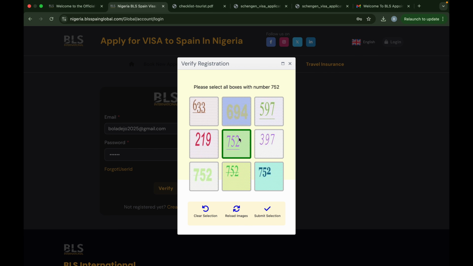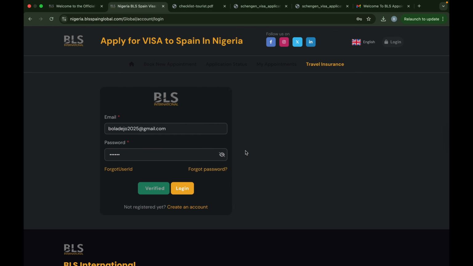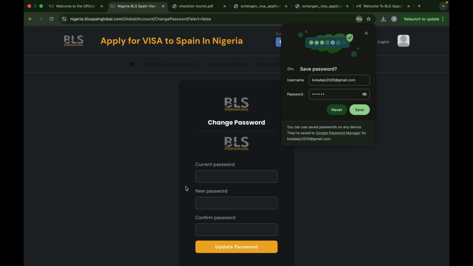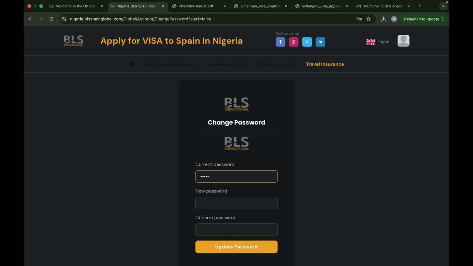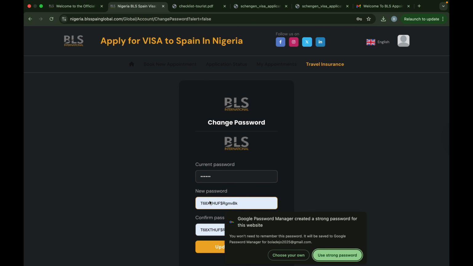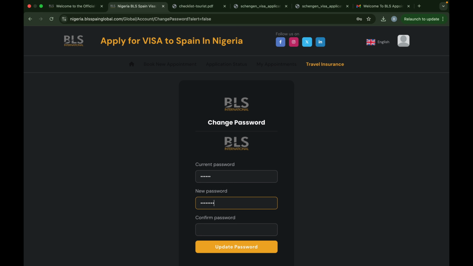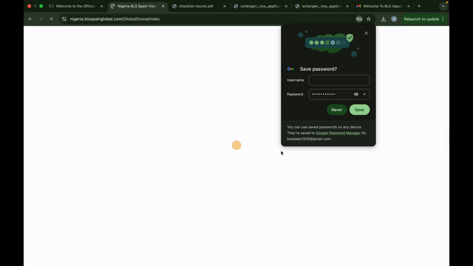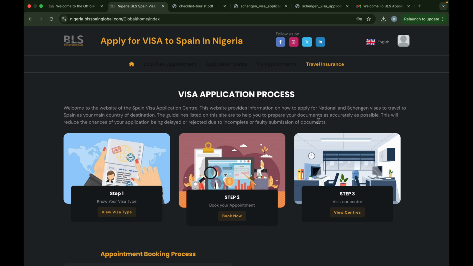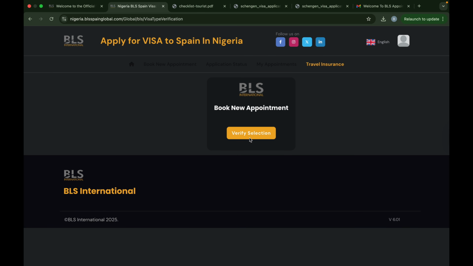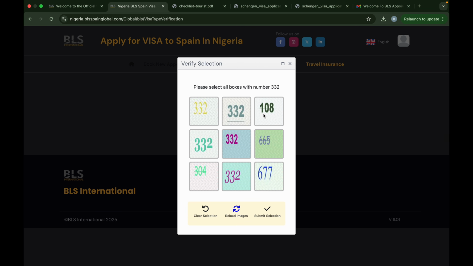So verify once more. Change your password here. Here we are in welcome, and the first step is know your visa, book your appointment. You come to book your appointment and then verify selection once more.